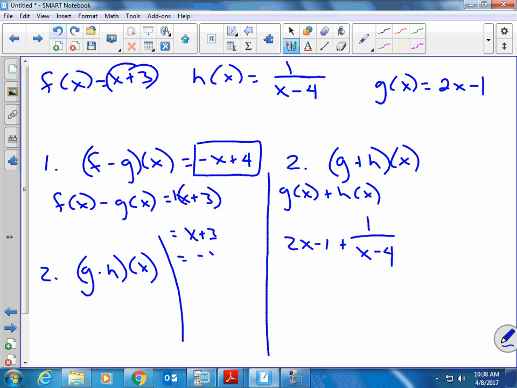Question 1, do we have a square root or a fraction? Nope. My domain, all real numbers. Question 2, do we have a square root or a fraction? Yep, sure do. Cannot divide by 0. What makes the bottom 0? Domain, set of all x such that x is not equal to 4. Can't divide by 0.